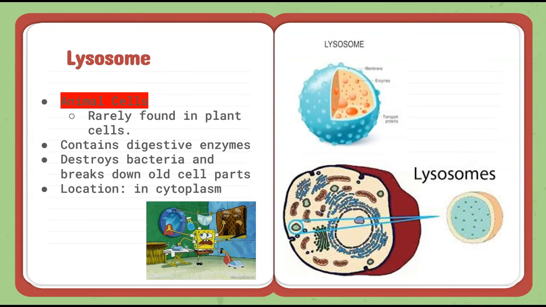The next one is the lysosome. The lysosome can only be found in animal cells. It is rarely found in plant cells. What it does is it contains this digestive enzyme that kind of cleans up the cell. So it might destroy bacteria that might be harmful to the cell, or let's say that a cell part is old and worn out, it will actually use its digestive enzyme to break down that cell part.